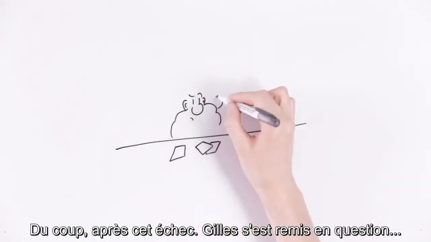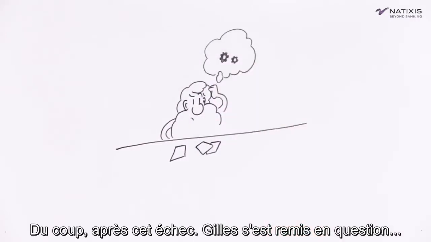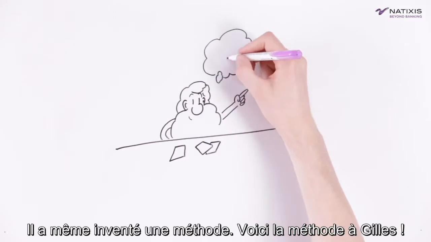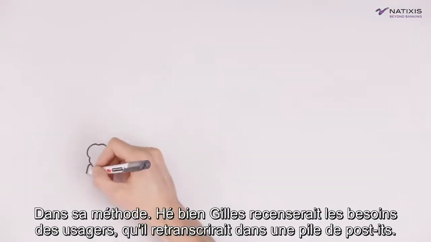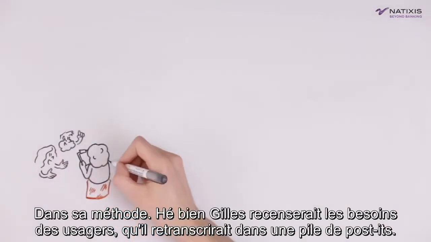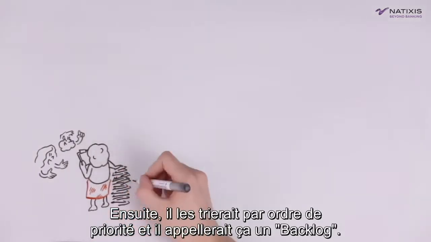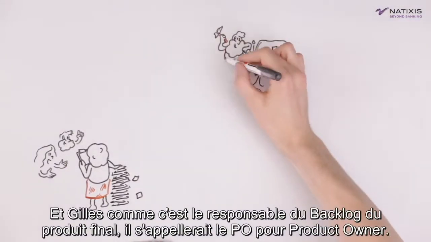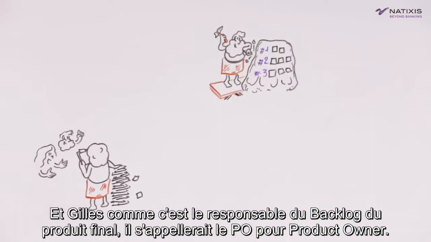After this failure, Giles questioned himself, and he eventually came up with a new method, a Giles method. With this method, Giles would gather all the user's needs. He would write down each one of these needs on post-its. After that, he would classify them by order of priority, and he would call that a backlog.